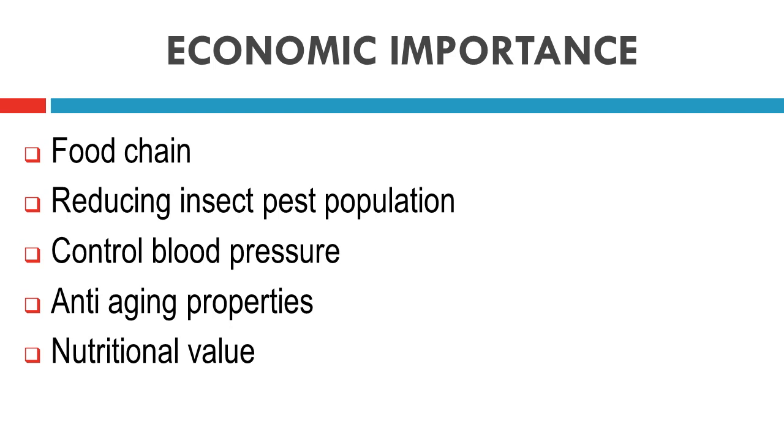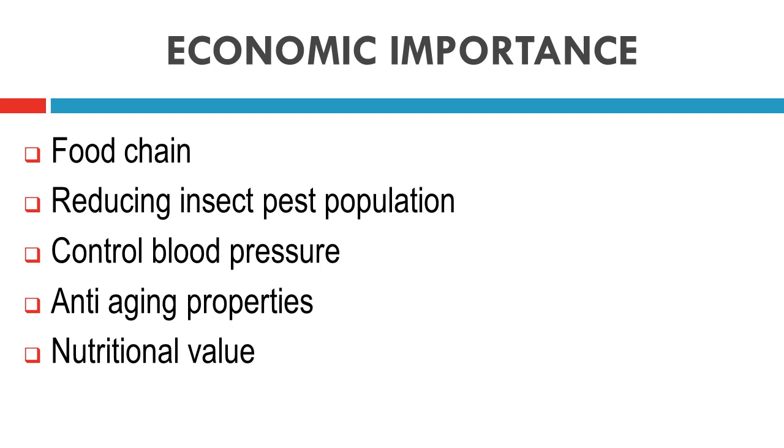The second value is it is reducing the insect pest population. Of course, we know the crops are destroyed by these insects and pests, right? So if the frog is available in that field, the frog's major food is actually insects, right? So while it is eating the insects, of course, automatically the number of insects will be reduced, right? So that is one of the major helps for the farmers in the agricultural field.